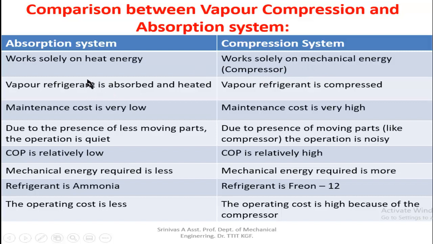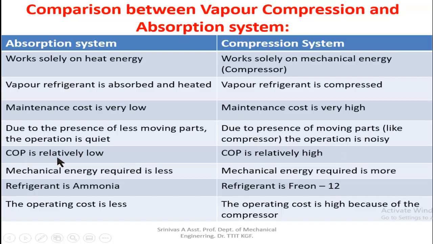And the second point, the vapor refrigerant is absorbed and heated. Here that means the refrigerant is absorbed in the water and it is heated, but in the compression system only the refrigerant is compressed. In this one maintenance cost is very low, and here maintenance cost is very high because of the compressor. The compressor needs to be maintained. And the next point, due to the presence of fewer moving parts, the operation is quiet, and in this one, due to the presence of a moving part like the compressor, the operation is noisy.